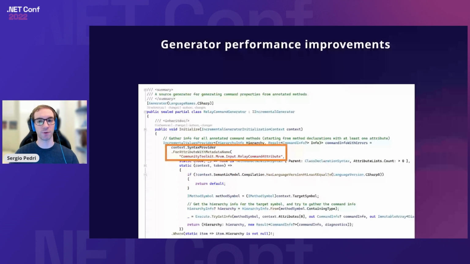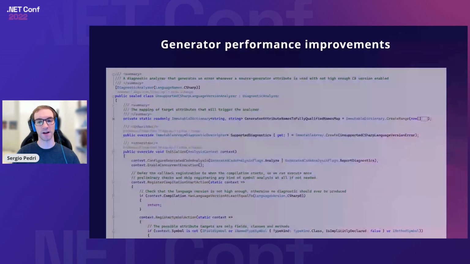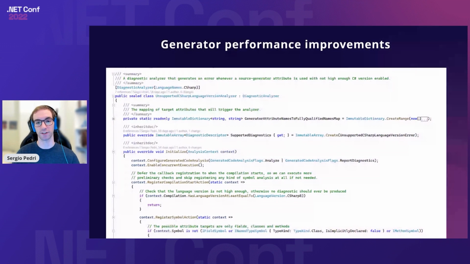And so this greatly reduces the number of symbols that we actually ask Roslyn to create. And in turn, this makes the generator like an order of magnitude faster than before. So this was one of the most crucial optimizations that we did in this new release. Now, next, I want to talk about the diagnostics that the source generators emit.